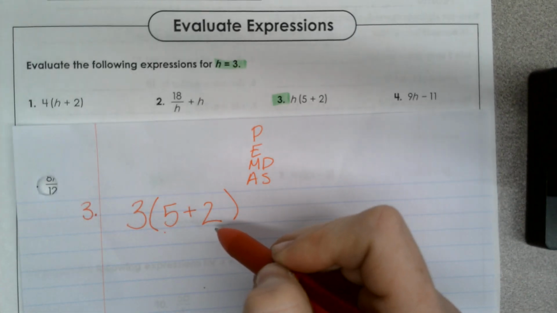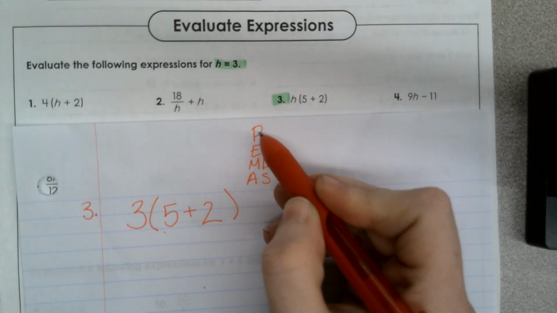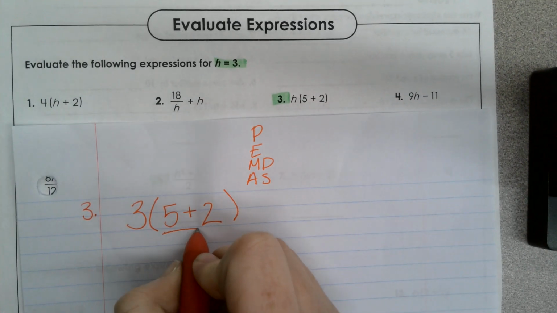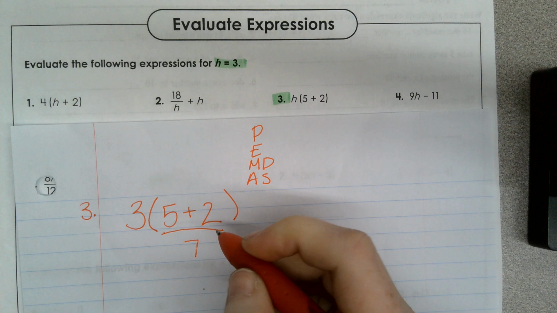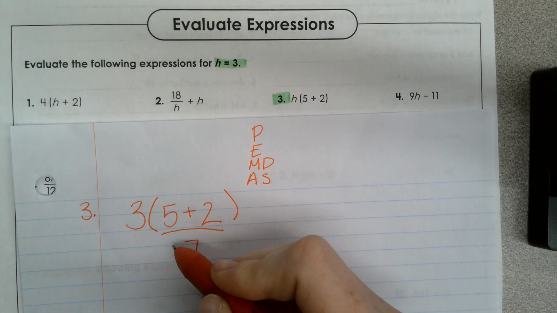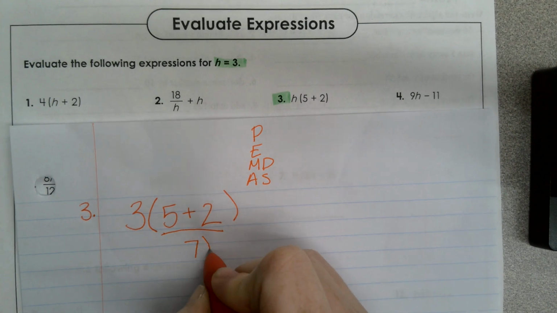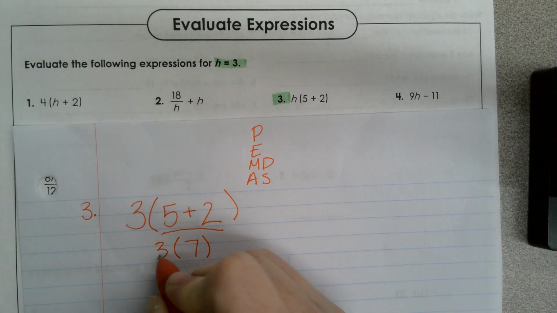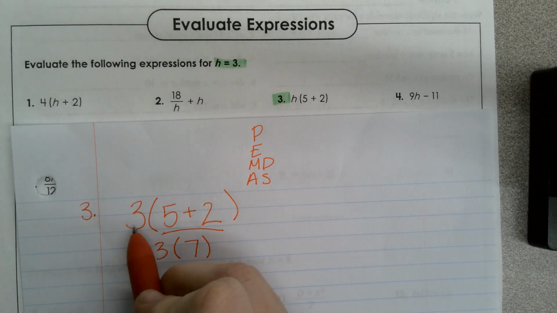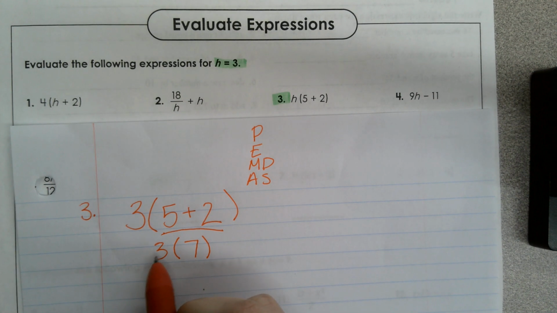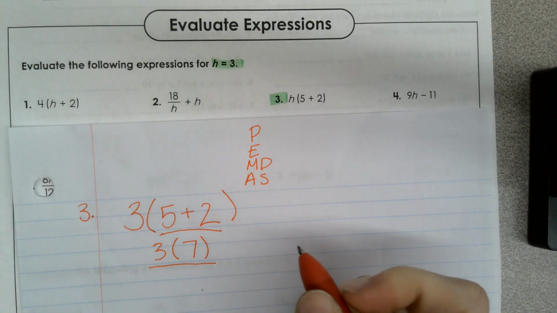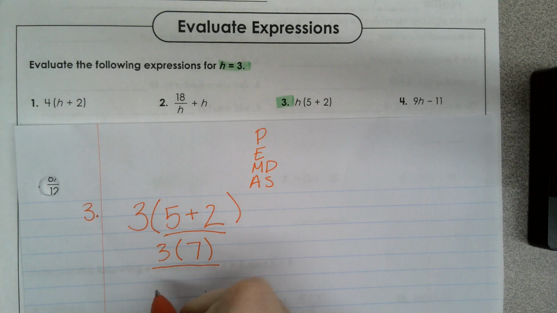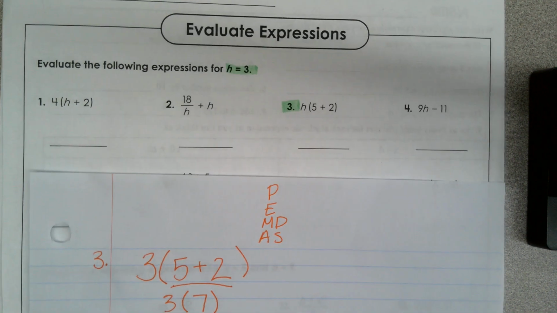5 plus 2 is inside of the parentheses, and since parentheses is our first step, we're going to do 5 plus 2 first, which would be 7. Now, I taught before that you would drop the parentheses, but in this case, we're actually going to keep them because there's not a sign between the 3 and the parentheses. So we have to keep it there because our parentheses is actually our symbol for multiplication. So 3 times 7 is 21. So number 3 is 21.